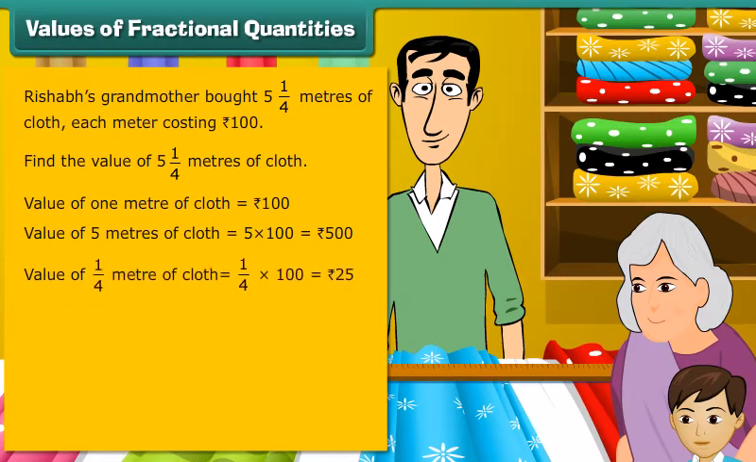Value of 1/4 meter of cloth is equal to 1/4 multiplied by 100, which is equal to rupees 25. Therefore, total value of 5 and 1/4 meters of cloth is 500 plus 25, which is equal to rupees 525.